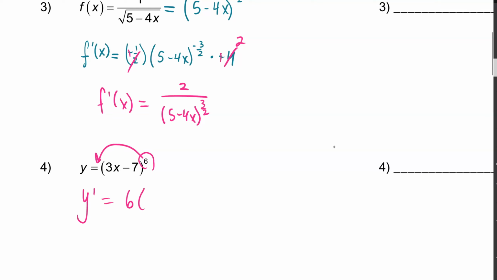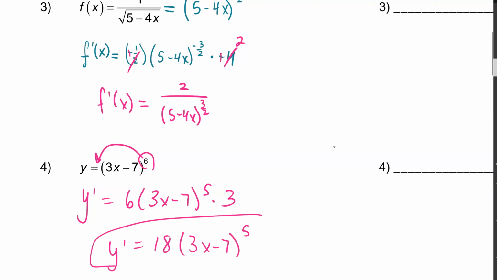Let's see. 6 times 3x minus 7 to the 5th times 3. So it should just be 18. 18 times 3x minus 7 to the 5th. Wait, don't say it. Oh my god, no one's helping me. Cool. Is there one like that on the quiz? Can you just give us that? Wait, am I dumb?